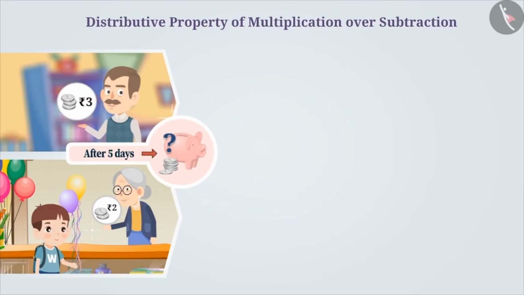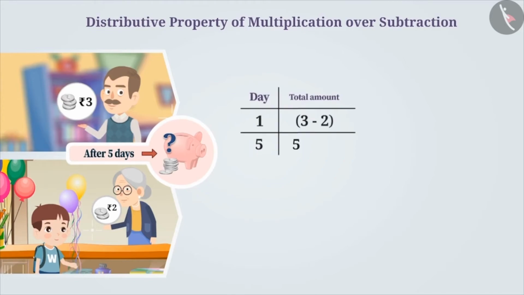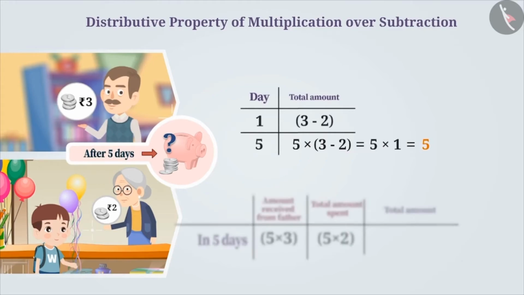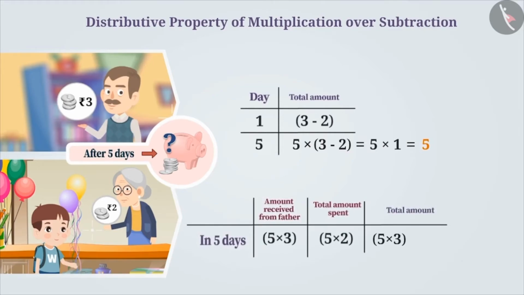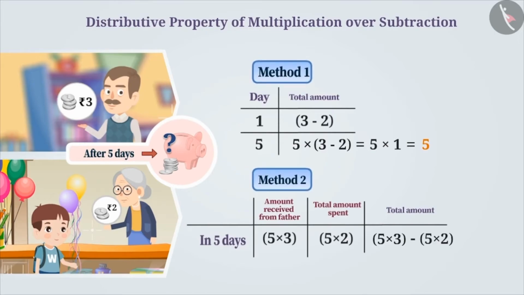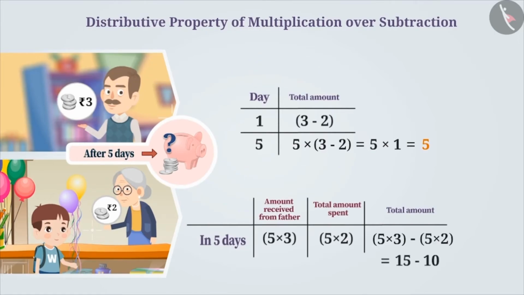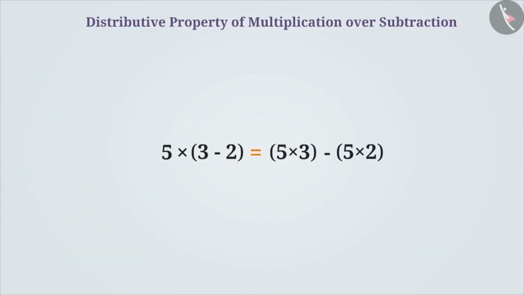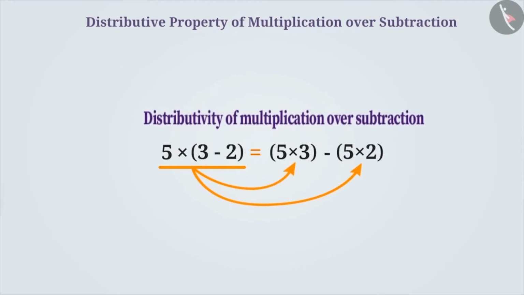We can solve this also in 2 ways. The first method, 5 into (3 minus 2), gives you 5 as the answer. And the second method, 5 into 3 minus 5 into 2, also gives 15 minus 10, that is 5, as the answer. Here, 5 into (3 minus 2) is equal to 5 into 3 minus 5 into 2. Therefore, multiplication can also be distributed over subtraction.